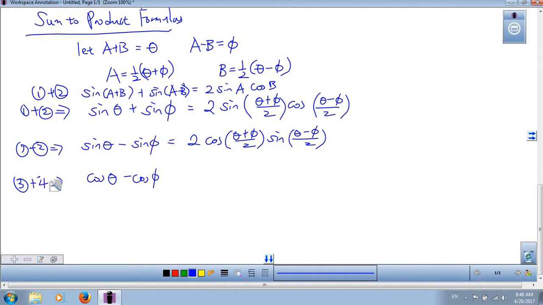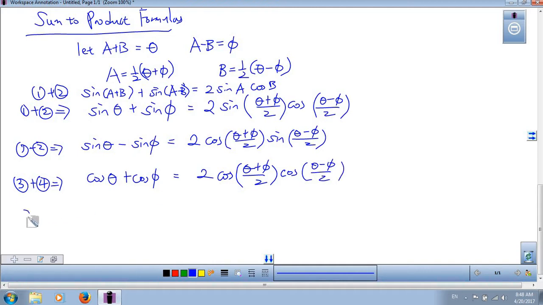Okay, let's do 3 plus 4 first. Okay, 3 plus 4, so let's do that. Plus will be equal to 2 times cosine of A, which is that theta plus phi, divided by 2. And then there's another cosine of B, so it's theta minus phi divided by 2.